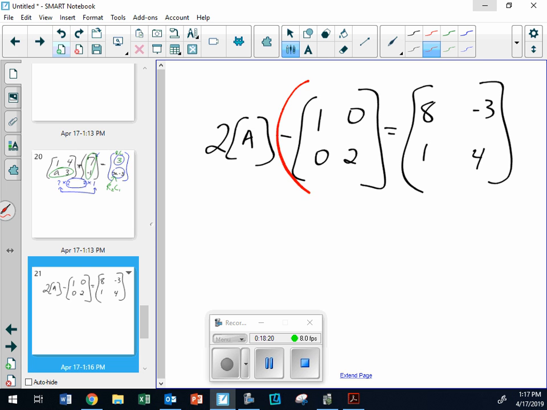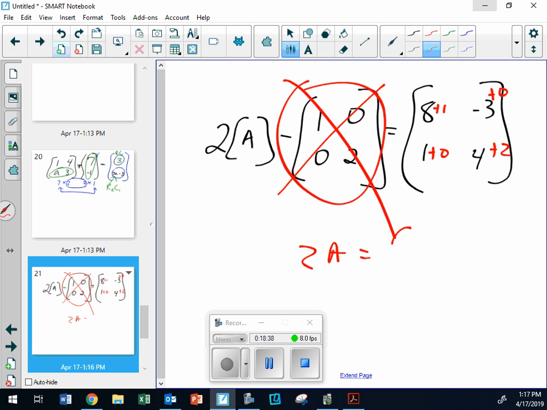Do you get I'm going to add that to both sides? So then it won't be here anymore, and I will get added to this. And I'll get 2A equals 9, negative 3, 1, and 6. Am I done? No, I'm showing some work along the way.